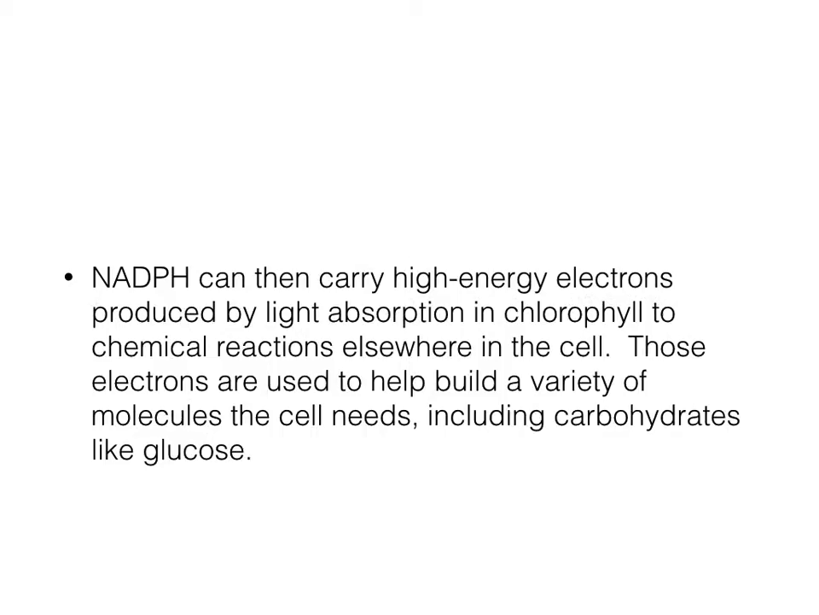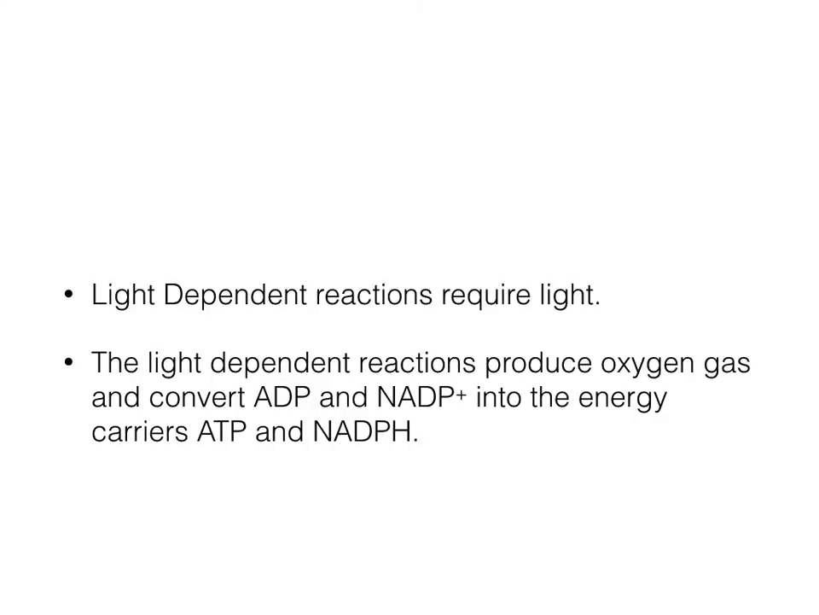So NADPH can then carry high-energy electrons produced by light absorption in the chlorophyll to chemical reactions elsewhere in the cell. Those electrons are used to help build a variety of molecules the cell needs, including carbohydrates like glucose. The light-dependent reactions require light. The light-dependent reactions produce oxygen gas, convert ADP and NADP into ATP and NADPH.